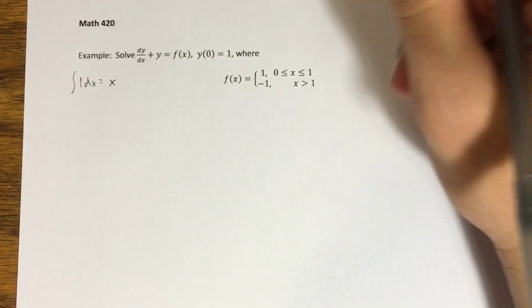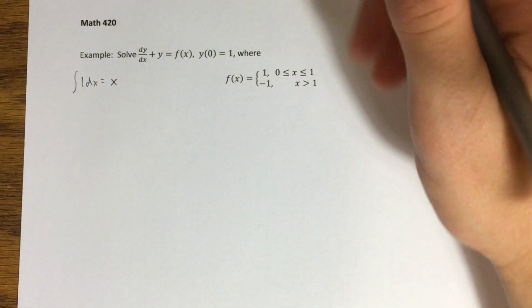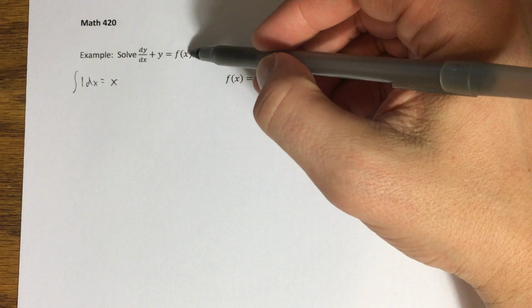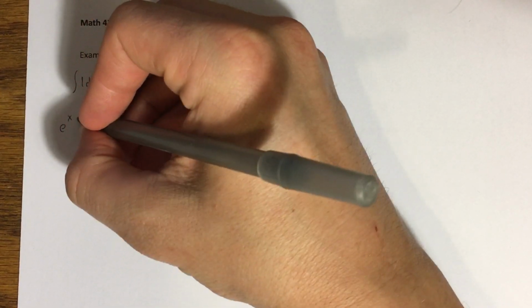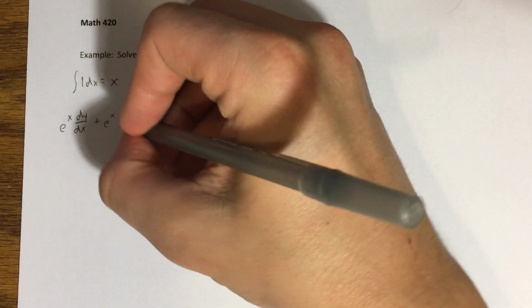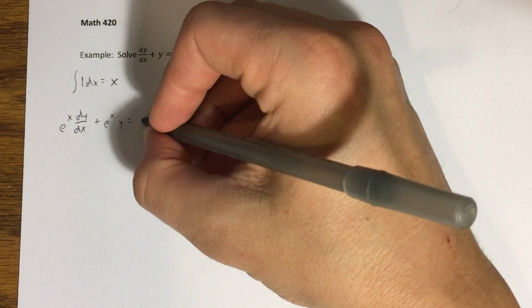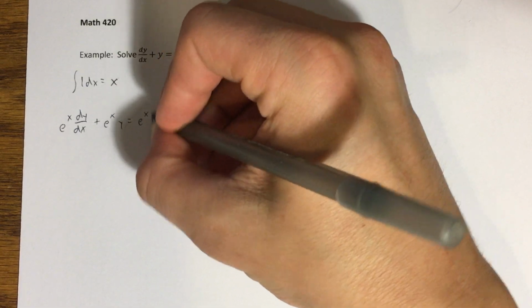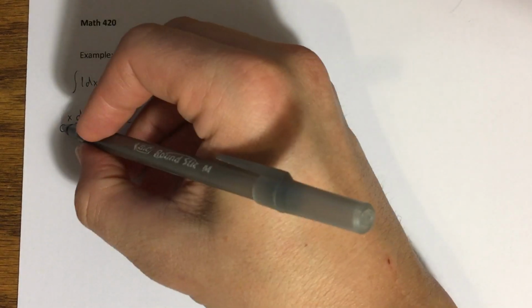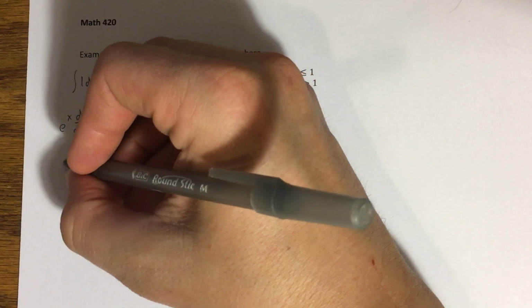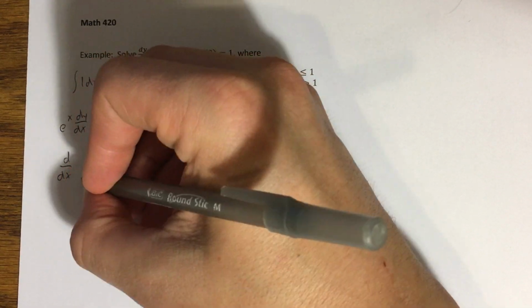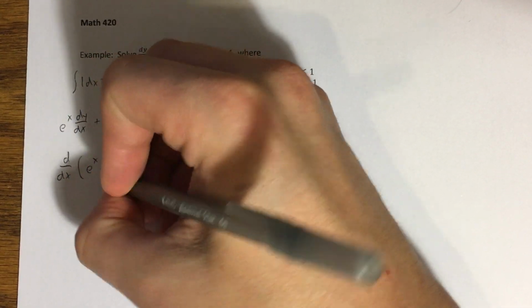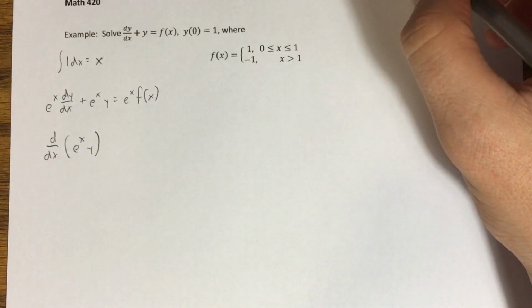Remember, don't bother with the plus c here. Okay, so we're going to multiply both sides of this then by e to the x. That's going to be e to the x dy/dx plus e to the x y equals e to the x f of x. Okay, now this left-hand side we know comes down to this, d/dx of e to the x y, using that product rule.